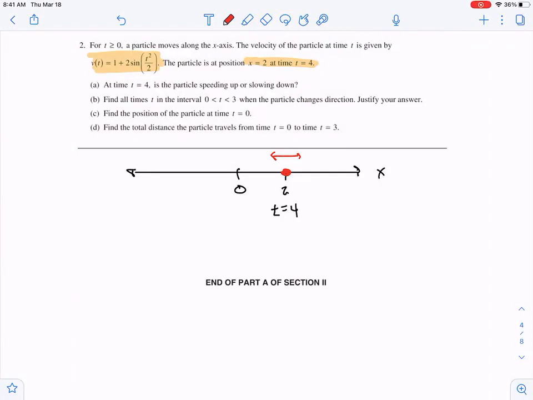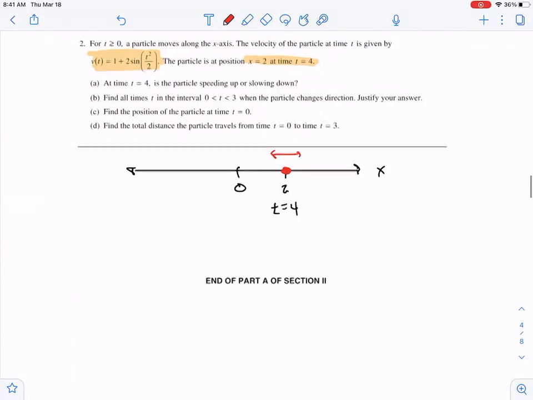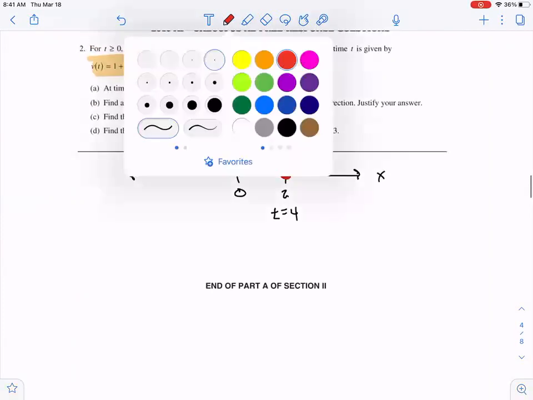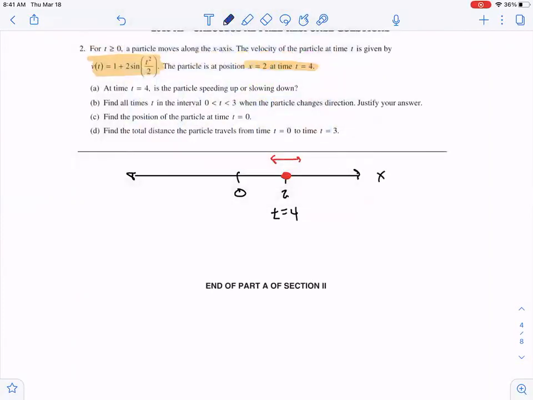Okay, got a trig function there, right? I got sine, so I need to be aware, gotta be in radian mode. If I'm not in radian mode, I'm going to be in trouble. All right, so first question they ask: at time t equals 4, is the particle speeding up or slowing down? To answer this question, I need to look at v at 4, and I also need to look at v prime at 4, which is acceleration.